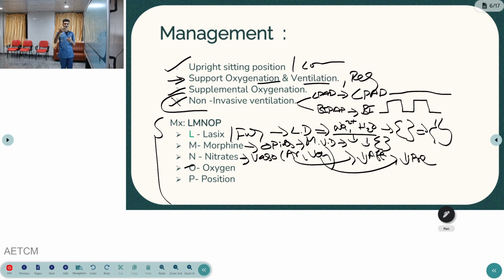So those are the steps of management of supplemental oxygen administration. P is positioning, which should come first. Because of the mnemonic purpose we kept it last, but positioning is the first and foremost step we have to do. Either you can give the upright position or the comfortable position of the person.